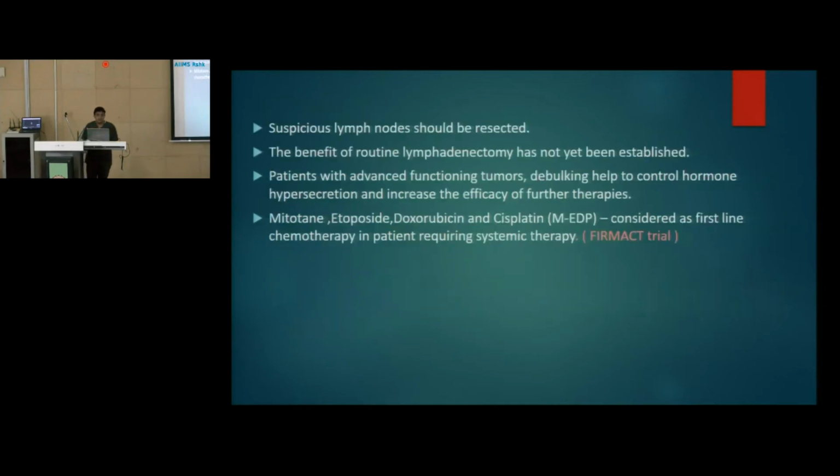All the suspicious lymph nodes should be resected, though the benefit of routine lymphadenectomy has not been established yet. In patients with advanced functioning tumors, debulking helps to control the hormone hypersecretion and also increases the efficacy of further therapies. The chemotherapy considered as first line is mitotane or EDP-M chemotherapy, which is composed of mitotane, etoposide, doxorubicin and cisplatin. It was based on the FIRM-ACT trial.